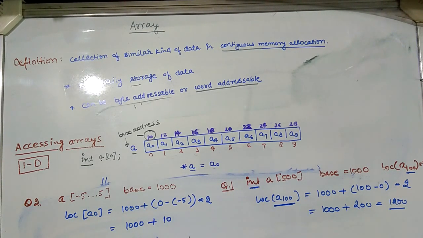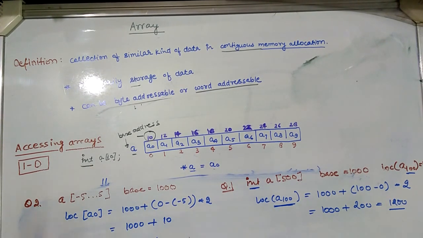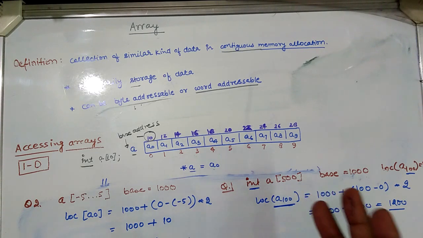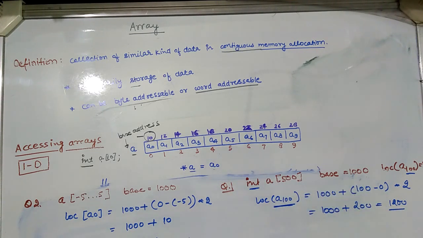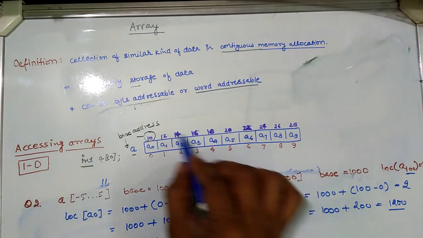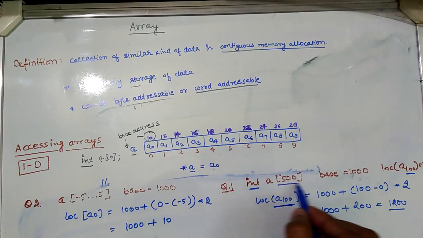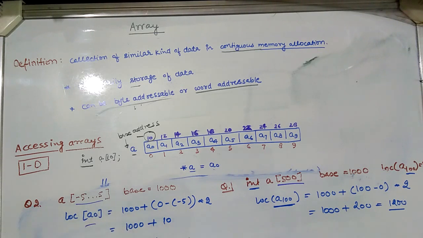Okay, so this is about the basics of arrays. In the next lecture we will cover two-dimensional arrays. So this is all about the one-dimensional array, in which only one dimension of the array is given.